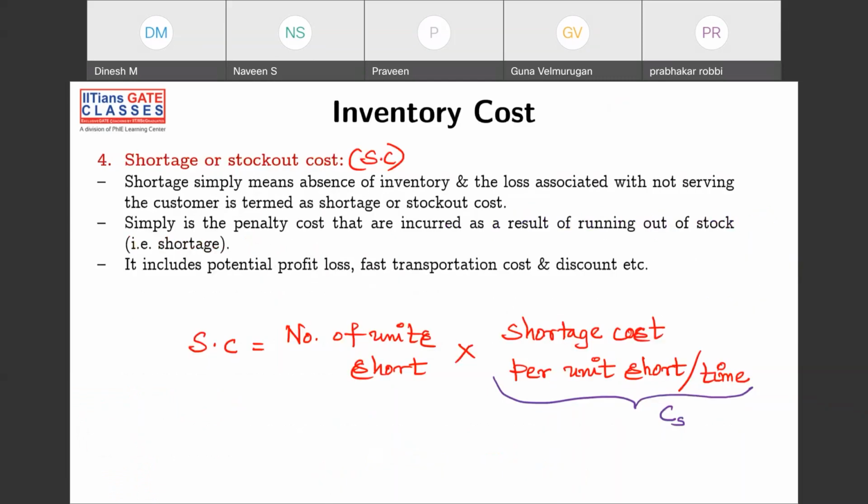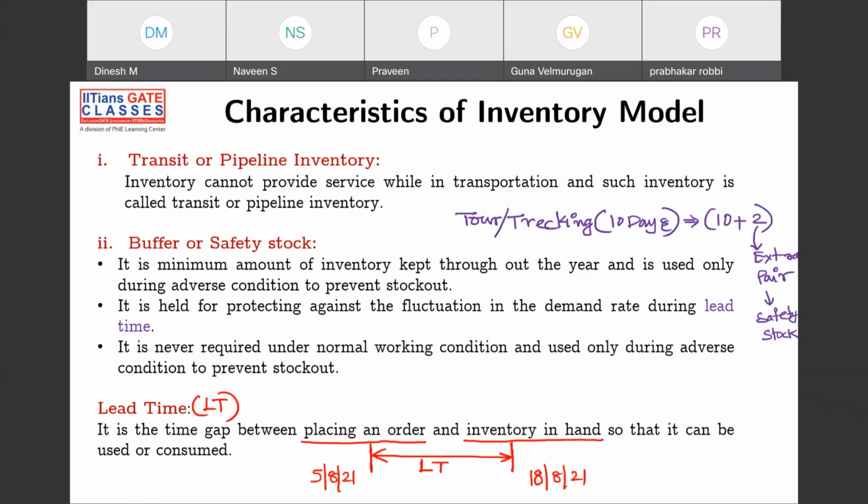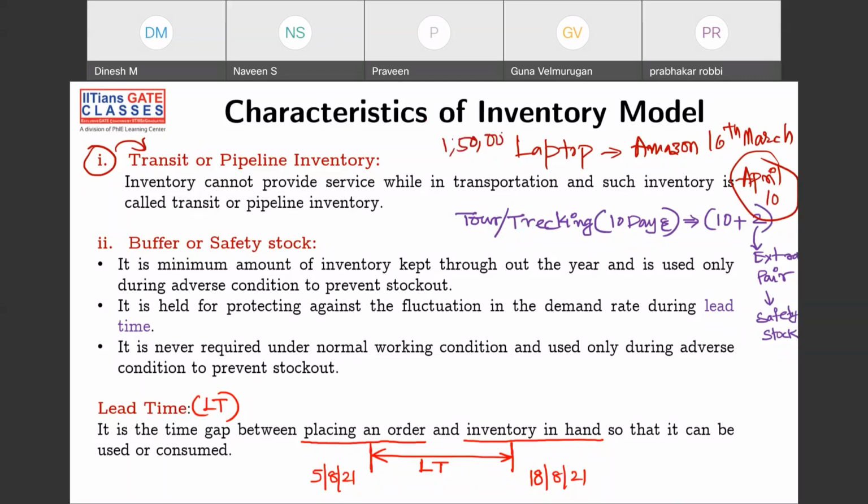Now, in inventory we have different types of inventories. One is transit or pipeline inventory. What is transit or pipeline inventory? You ordered some laptop on Amazon. You are ordering on 16 March, and the expected delivery is on April 10th. Let's assume that it is taking till April 10th, but cash on delivery is not available. You have to pay money at that time only. So you have paid 1,50,000. The laptop is very costly.